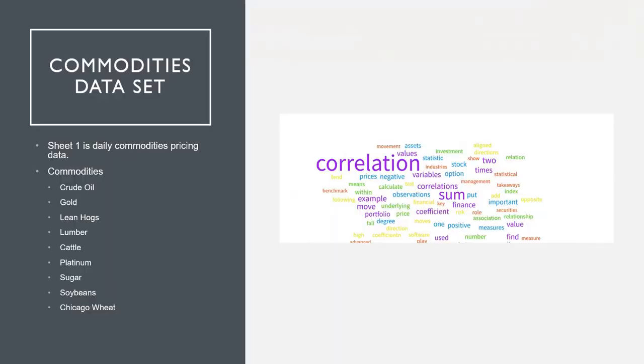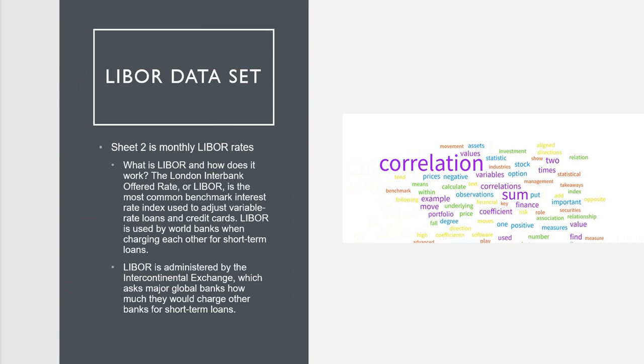Here are the commodities in our data set. The date range goes from January of 2011 until March of 2022. They include crude oil, gold, lean hogs, lumber, cattle, platinum, sugar, soybeans, and Chicago wheat. The second part of the data set is Libor interest rates.